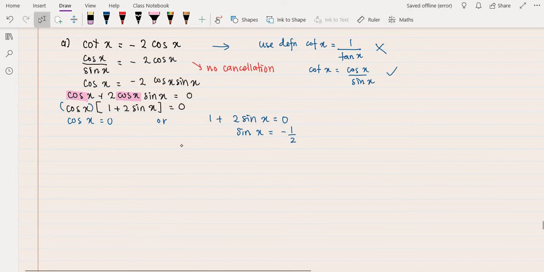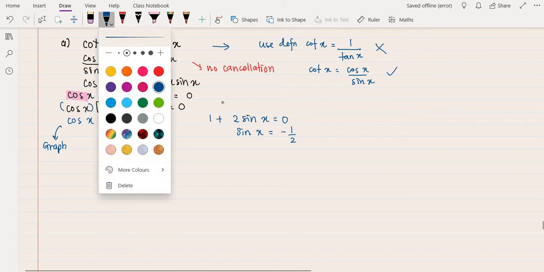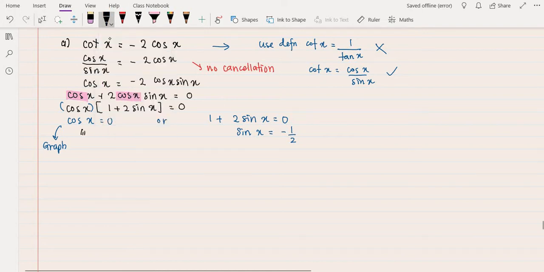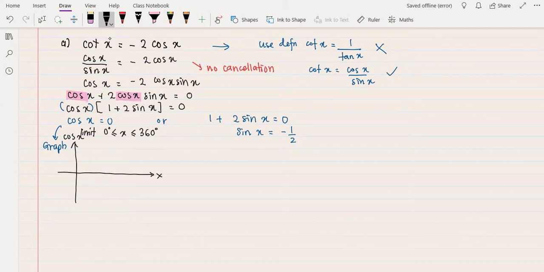So for the first part, cos x is equal to 0. For this one, we just need to use the graph. So how do we draw the graph of cos x? Before we draw the graph, let's check the limit. So we have the limit given in the question is x must be greater than or equal to 0 degree and less than or equal to 360 degrees. So we just need to draw one full cycle for cos x. So let's just draw our axis here. Okay, that is my cos x axis, and then my x axis will be here.